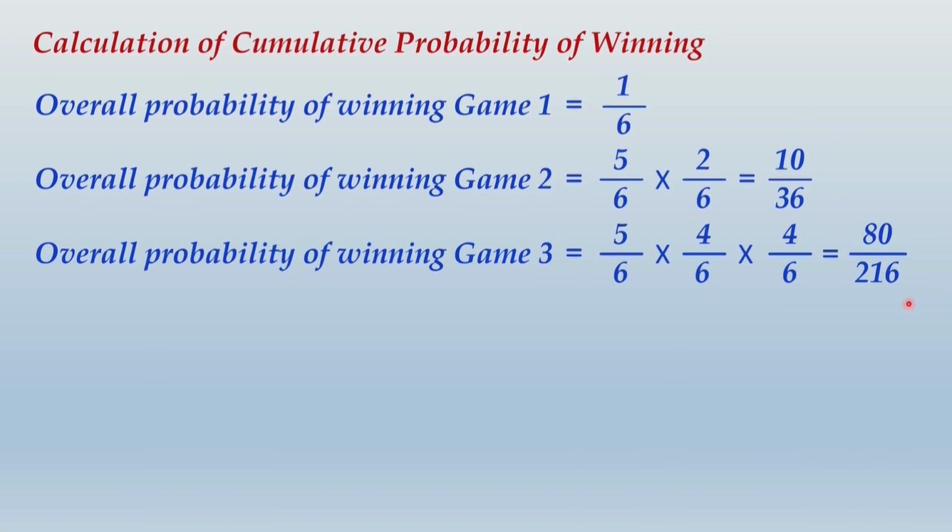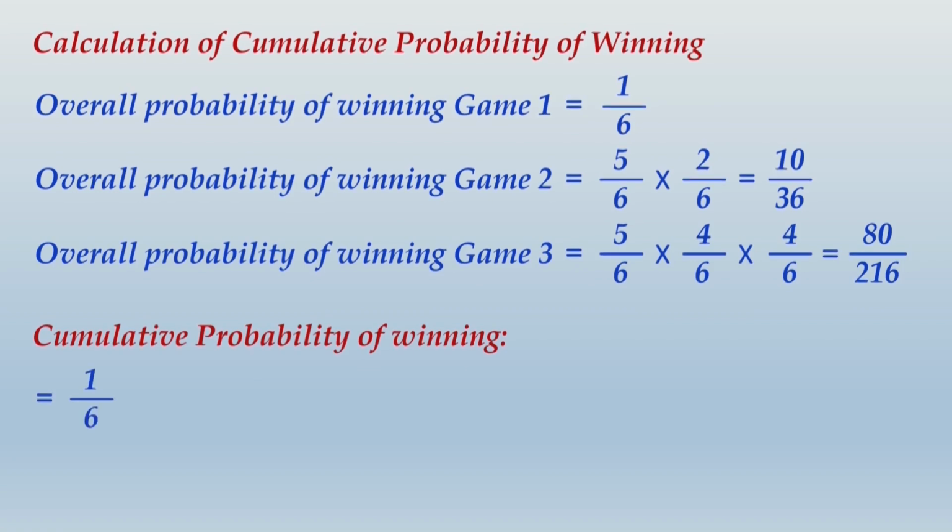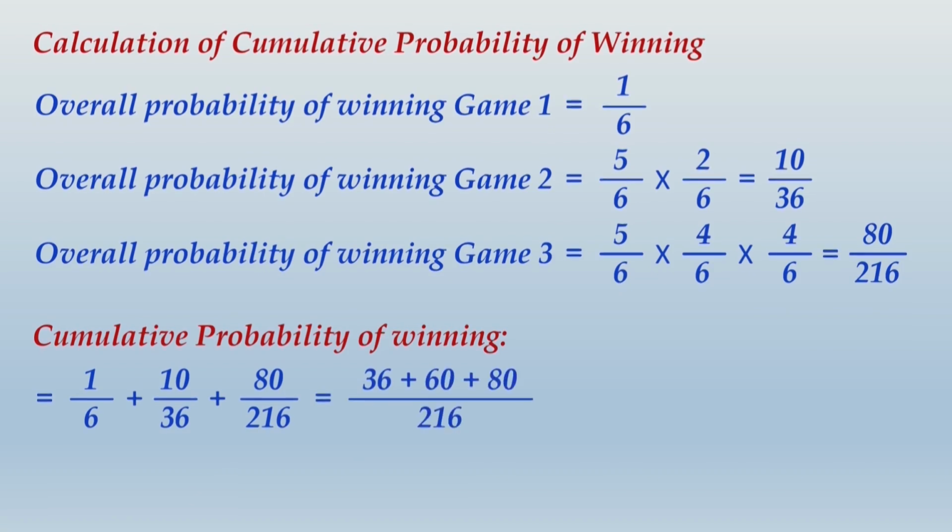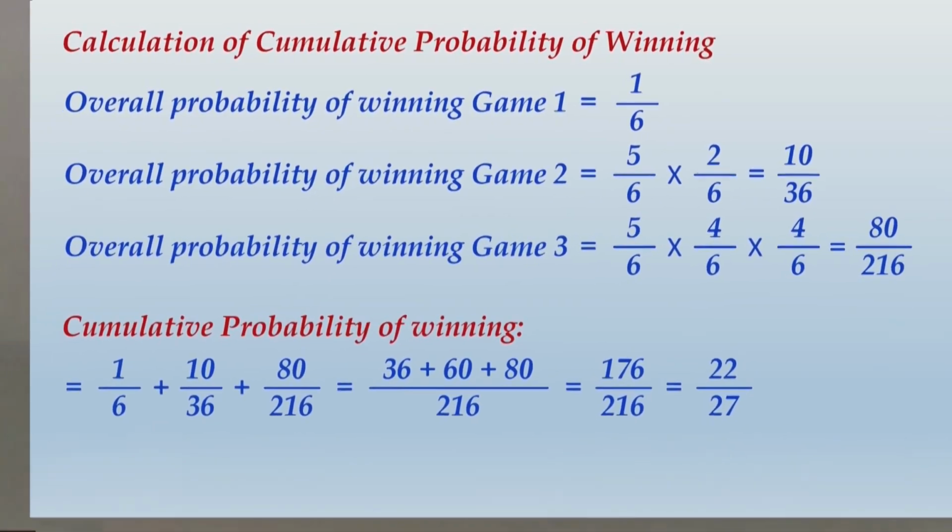Now these are overall probabilities of winning game 1, game 2 and game 3. So the cumulative probability of winning these games will be aggregate of these 3 overall probabilities, and 1 by 6 plus 10 by 36 plus 80 by 216 would give you in total 176 by 216. If you try to simplify that fraction, it comes to 22 by 27. So the cumulative probability of winning is 22 by 27. When you find that the cumulative probability is substantially higher, this itself gives you a good indication that the gambler has a good chance of winning the games.